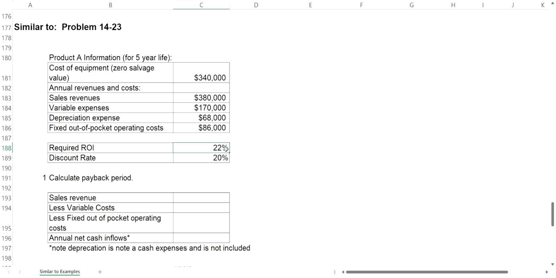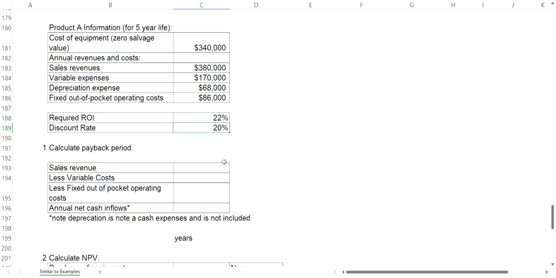Now, the company has a required rate of return of 22%, but their discount factor that we'll use on the tables will be 20%. That represents what we would call their cost of capital, or maybe what it would cost them to get a loan. Okay, so let's determine payback period.